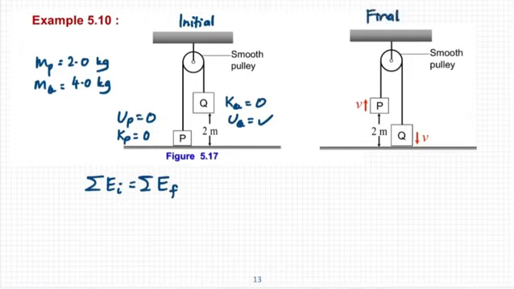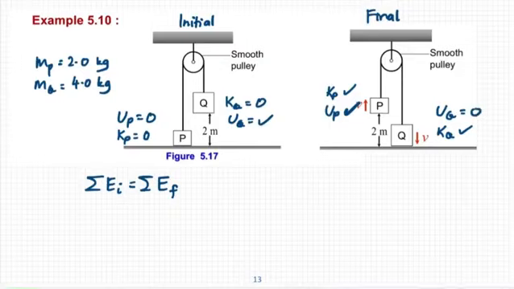So these two blocks are connected by a pulley. And we know that if block Q starts moving, block P will also move with the same speed. So these two blocks or objects have the same speed V. And we know that if an object has mass and speed, it will have a kinetic energy. So both objects will have Kp and Kq. And then what about UP? So block P has a height, so it has UP. And for block Q, it is on the ground, so it doesn't have a gravitational potential energy. So its UQ is 0.